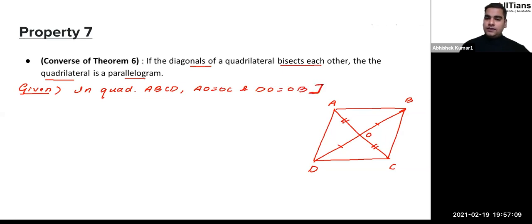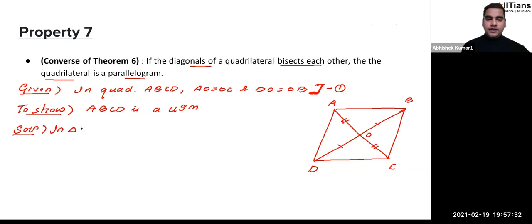You can call it your result number 1. What do we have to show? We have to show that it's a parallelogram. To show ABCD is a parallelogram. All right, so check out how we can do it. I am going to consider triangle AOB and triangle COD. So in these two triangles, you have AO is equal to OC. You have DO is equal to OB. These two things are given to us.